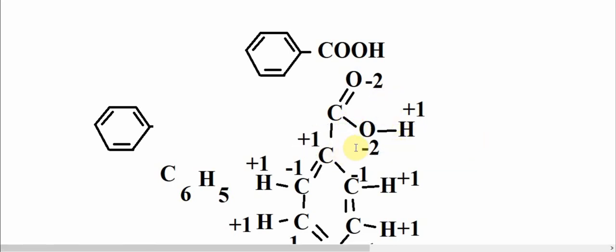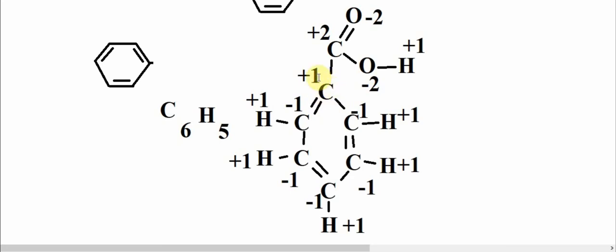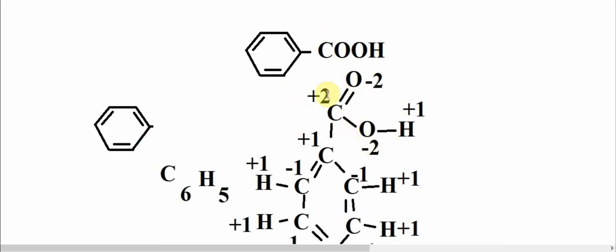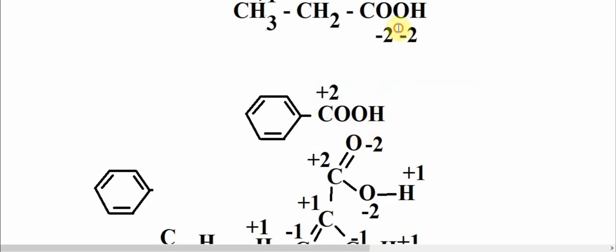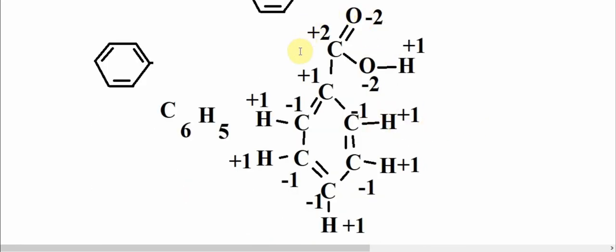So we can see that minus two, minus two is minus four, and we have plus one here. So to get the balance outside in the acid, we have plus two on this carbon. So this carbon inside the benzene is plus one, not minus one. And we can write here plus one, minus two, plus one. So here is the real structure inside the benzene and the oxidation state of the carbon inside the benzene. So that's the end.